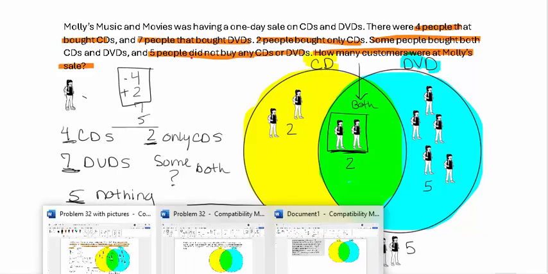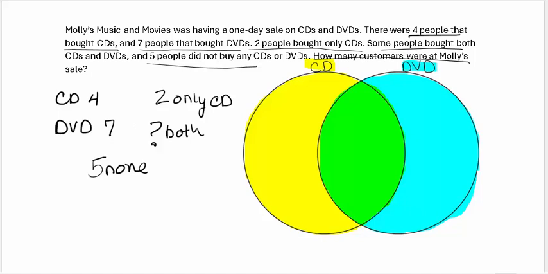All right, so now let's take a look at this. Here we're going to try it without any of the pictures. So same problem, but no pictures. So I pulled out all the information here. And remember, this overlap area means that they bought both. Right. So looking at the information they gave us, I'm going to try this, and this is not correct, but it might be how I try it when I start it.